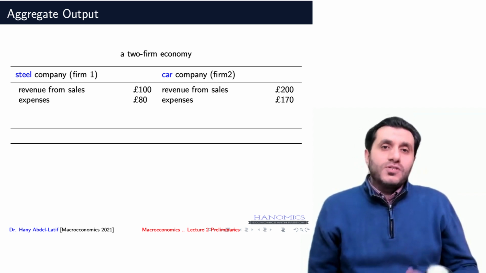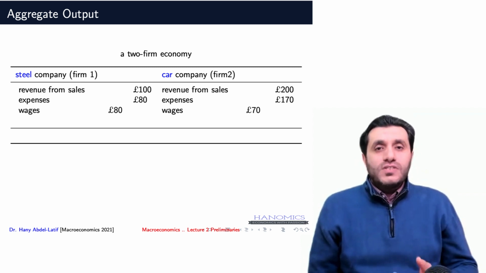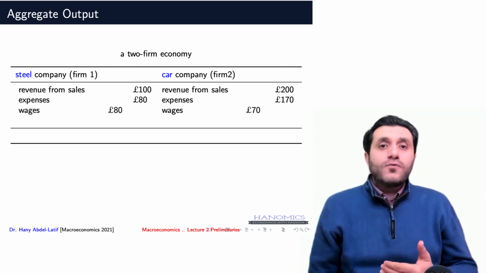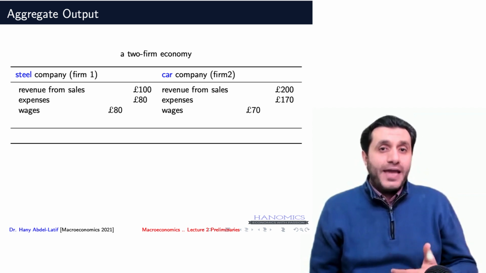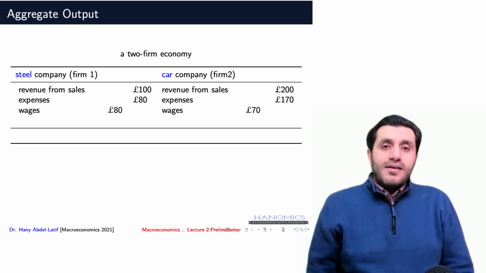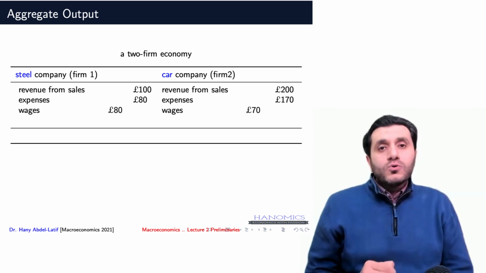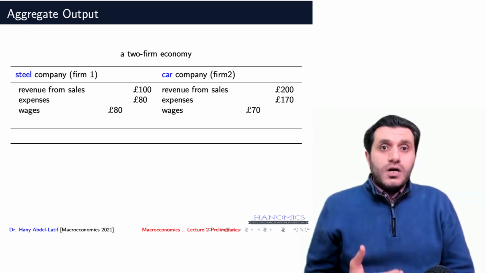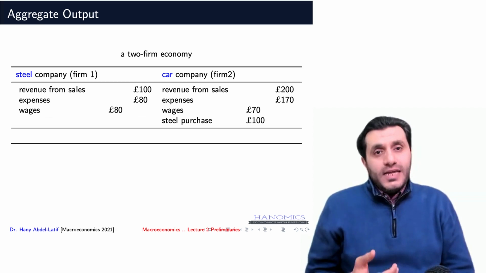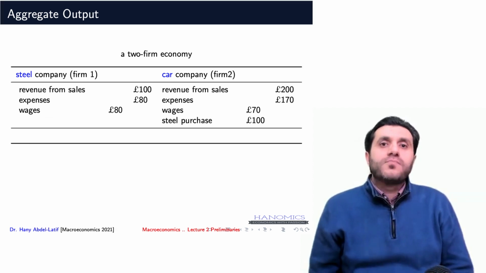Let's look at these expenses. Both firms need to hire workers, for whom the first firm pays £80 and the second firm pays £70. These figures describe the cost of labor, or wages. To produce cars, Firm 2 needs steel, which costs £100.